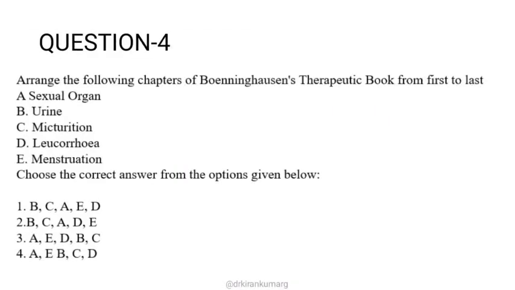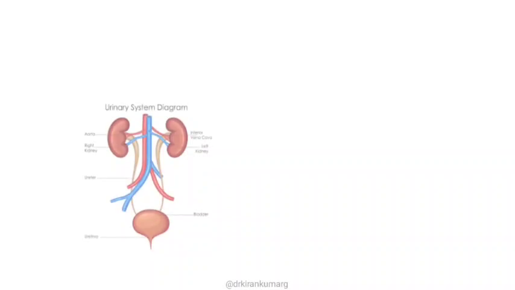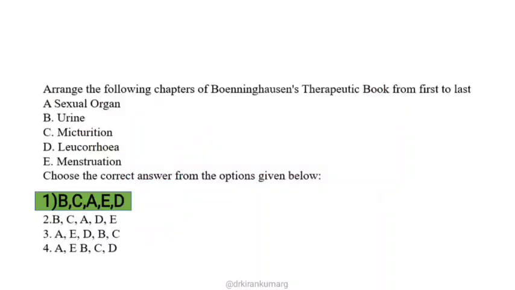When you get back to the question, now you can easily classify it into two different groups. Initially we start with the urinary system, then the arrangement is according to the female genitalia, leucorrhoea and menstrual symptoms. The answer is B, C, A, E, D. First is the urine, then micturition, then sexual organs, followed by menstruation, then leucorrhoea. If you know the arrangement of the chapters, these types of questions are very easy to answer, and it will fetch you a good number of marks when compared to your peers.